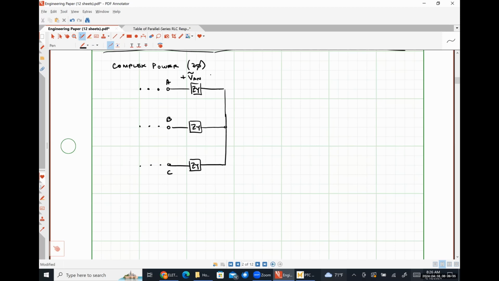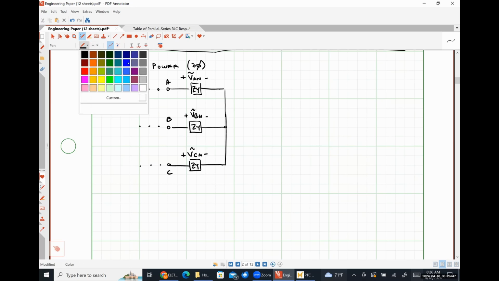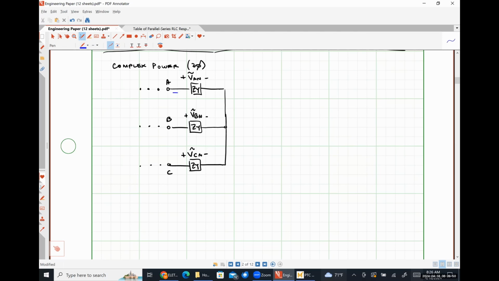So this is our phase voltage VAN, our phase voltage VBN, and our phase voltage VCN. And this will be our phase current IAN, our phase current IBN, and our phase current ICN.